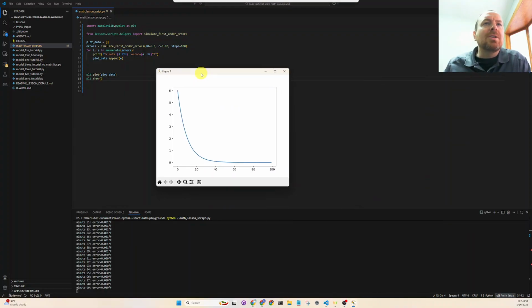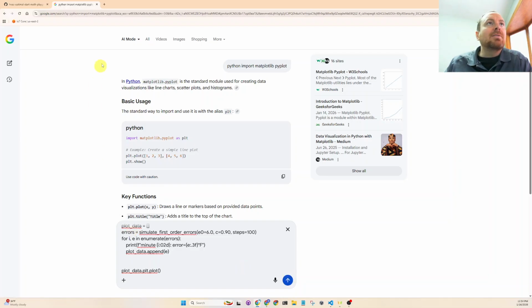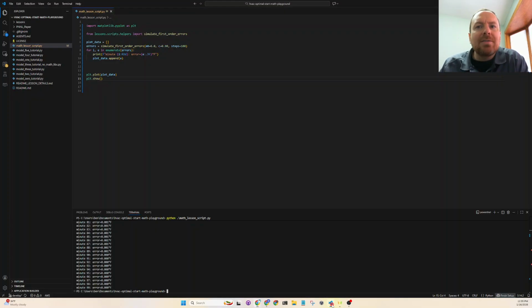So here we go. This was like that kind of decay that we were talking about. It has that nice curve, and if it was perfectly linear, it would have been just a straight 45-degree angle line. So okay, getting back into our lesson. Close. Try changing this value for the decay. Which one reaches set point faster?